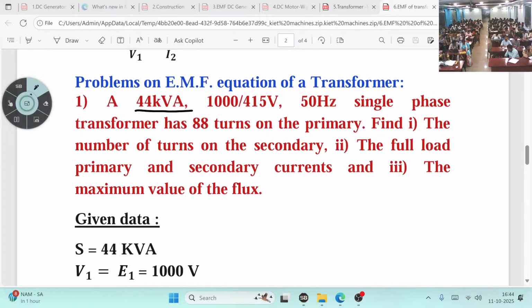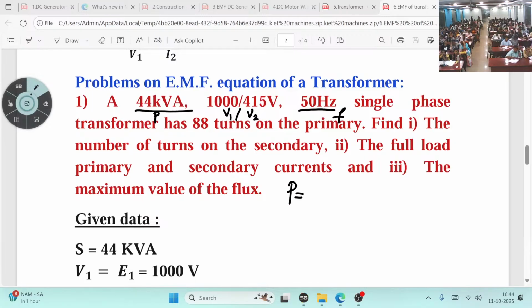Okay, this is power P. This is V1, this is V2. Always the first one is V1. This is V2, and the frequency is 50 Hz. So how much is the power?